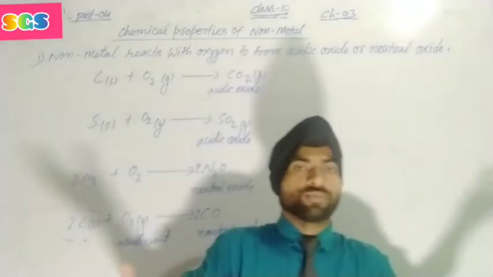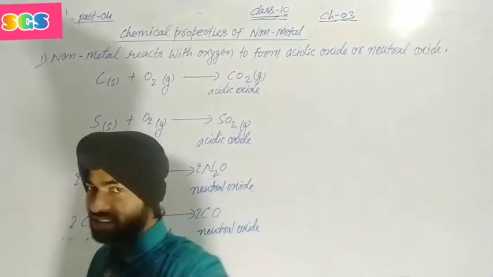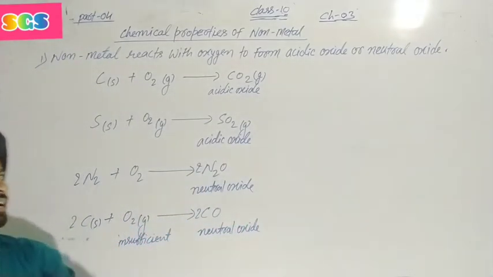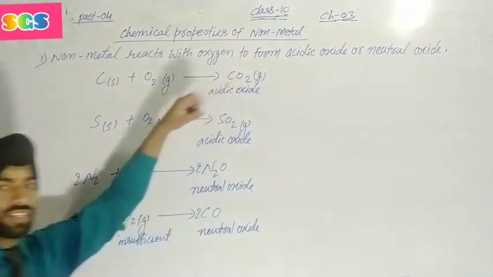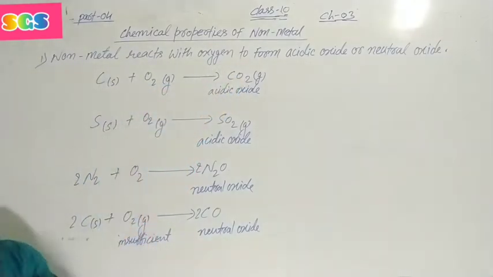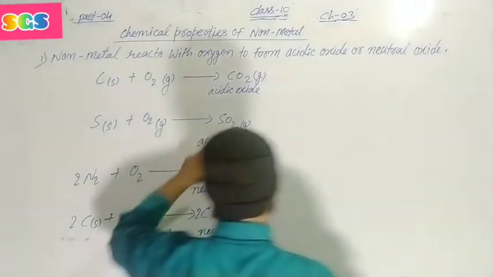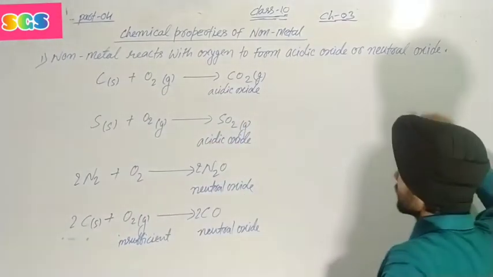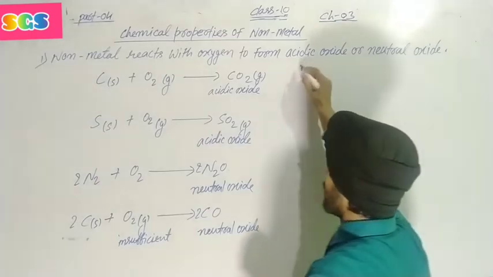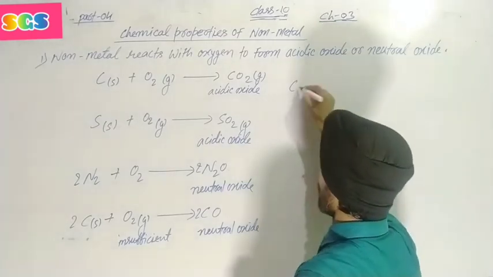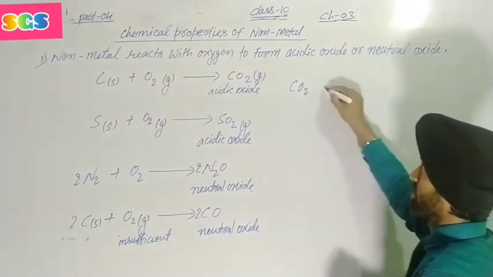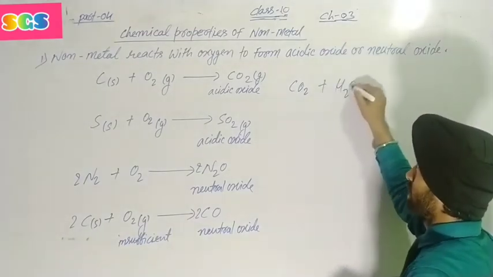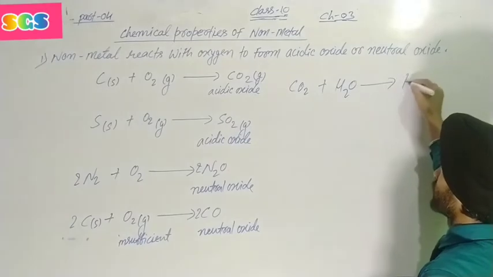What is the full form of CO2? So the full form of CO2 is carbon dioxide. Okay, this carbon dioxide is acidic in nature. How can you say that this carbon dioxide is acidic in nature? If you put this carbon dioxide in contact with water, it means when you add this carbon dioxide in water, this will form what?